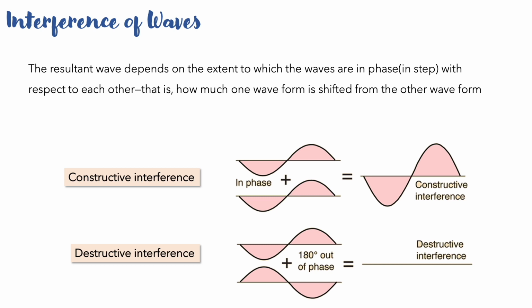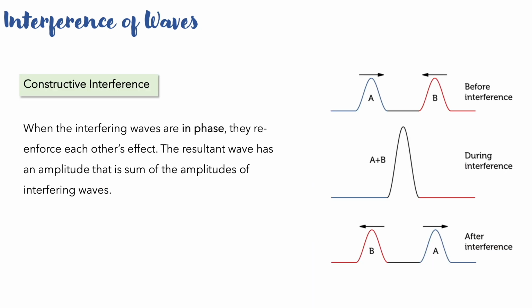Let's see here. So this is a constructive interference. Wave A is traveling towards the right and wave B is traveling towards the left. So this situation is before interference. They are approaching each other. So when they meet, the amplitude of the resultant wave becomes A plus B. When they meet each other, they generate a new wave.